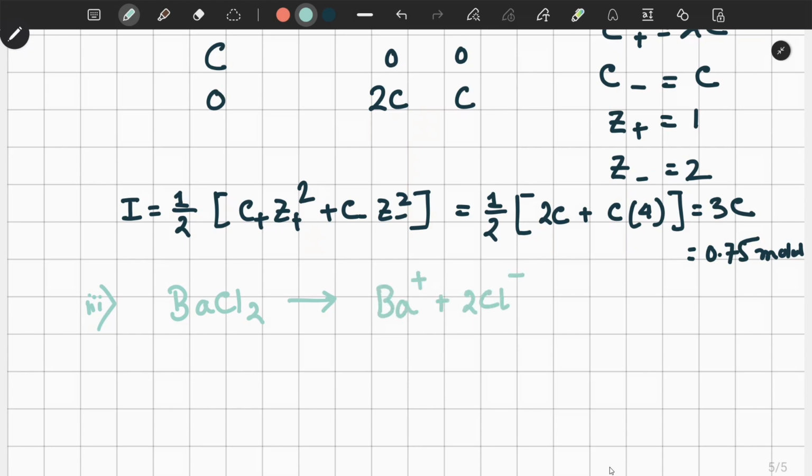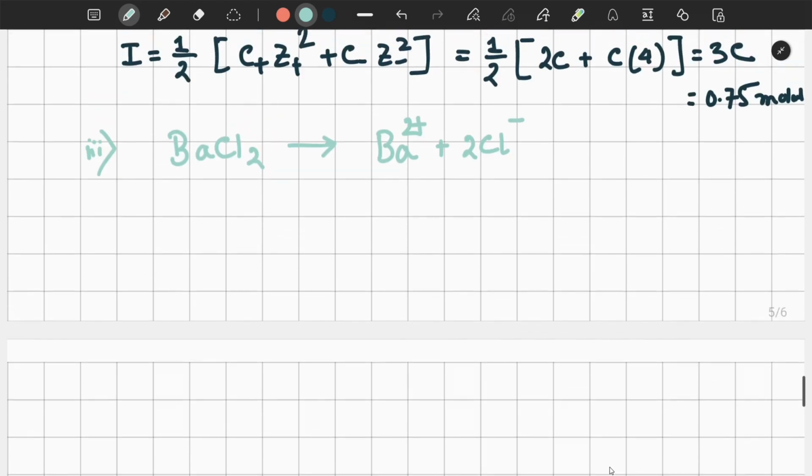It will be same, 3C. Why? Because it is producing the same number of ions. Same number of ions, yes, that's correct. Let us check. Your logic is correct, but let us check.